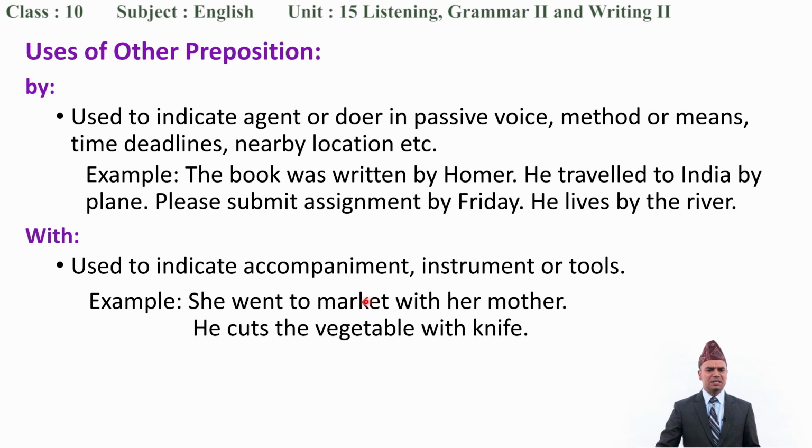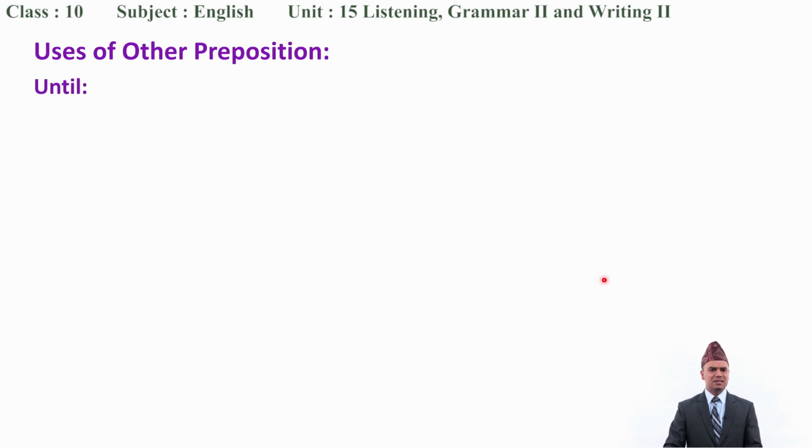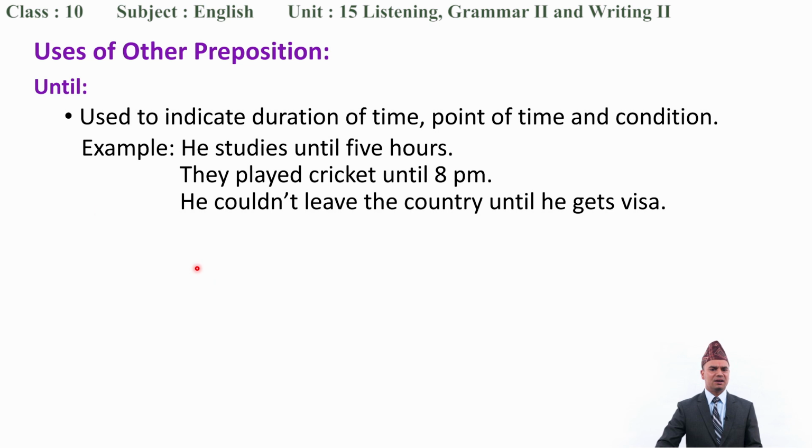We use with to indicate accompaniment, instrument, or book. You can see the example here. Likewise, until. How to use until here? Duration of time, point of time, exact time, like that. In that case, we have to use until 8 p.m., until he gets a visa, like that. We have to use until.